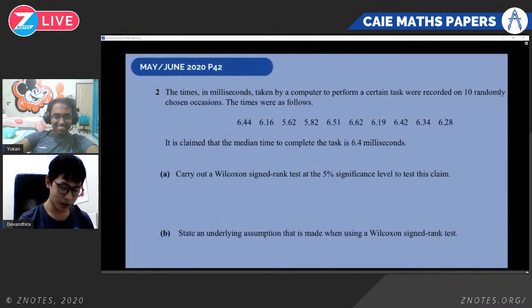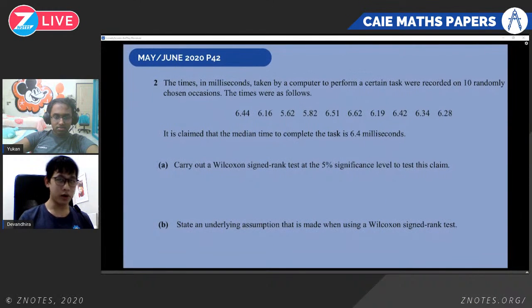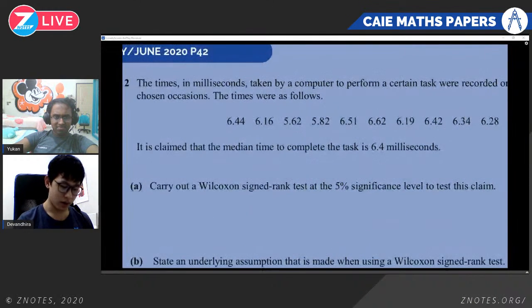Right, so as I was saying, when you want to do Wilcoxon, for each entry you have to minus the median. In this case, our assumed median is 6.4. So our first one, 6.44 minus 6.4, is just 0.04, right, Yugen? Same thing for the second one: 6.16 minus 6.4.